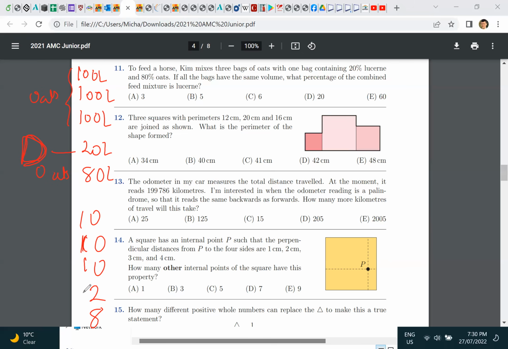Like how much is there in total? 400. It's 400, yeah. How much of it is the Lucerne? 20. Yeah, so what fraction is that? 20 over 400. Yeah. And what would it be if it was the bottom thing here? 2 over 40. Yeah.